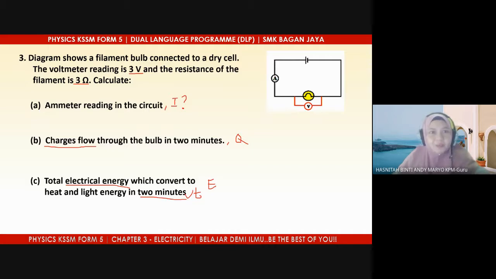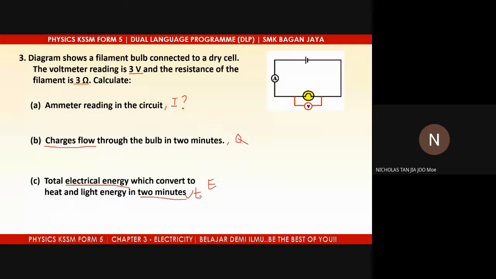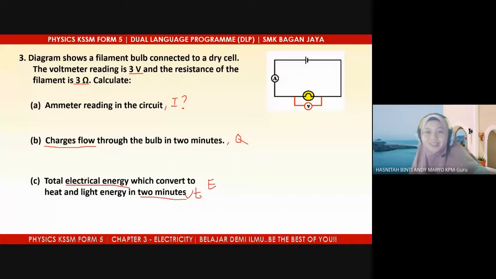Is it raining in your place now? Is it raining there in Butterworth? Heavy rain. Yeah, it's just rain in Kepala Batas here. Okay, students, Ang Jin Pei, good morning.